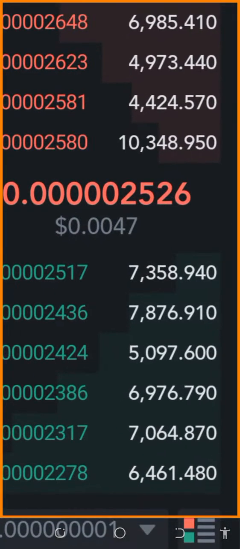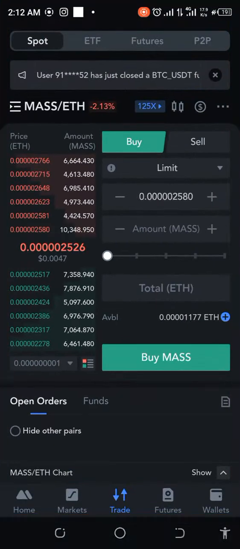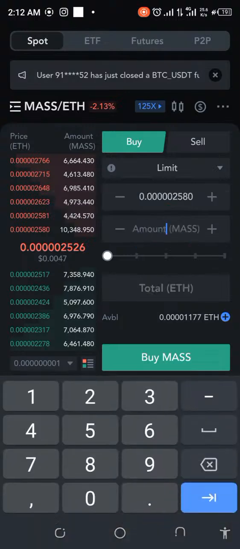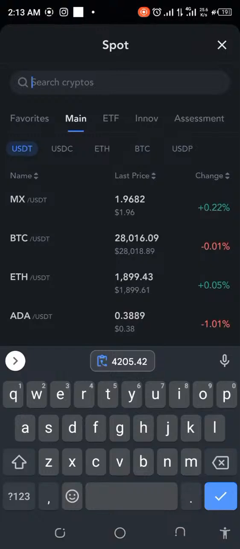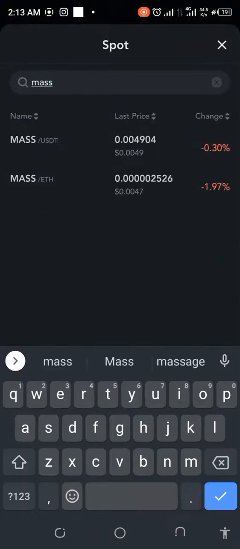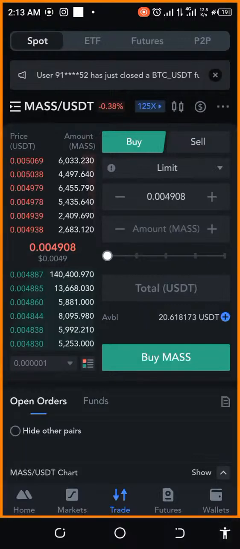If I want to buy this now and I don't want to wait, what I'm going to have to do is to pick the first thread. Okay, and I'm going to paste in my total ETH here. Would I still be able to make profit? Let's just do this quickly. Okay, so let's go to MASS USDT. Let's see what's going to happen here. MASS USDT. Okay, let's see what we're going to get.